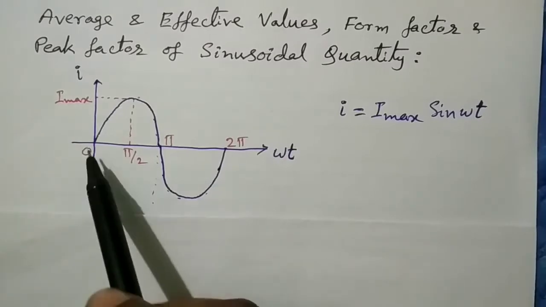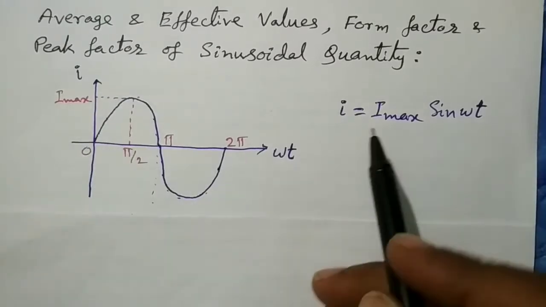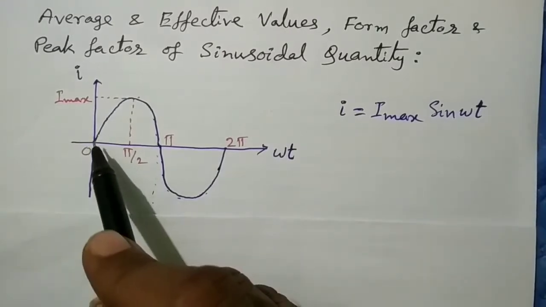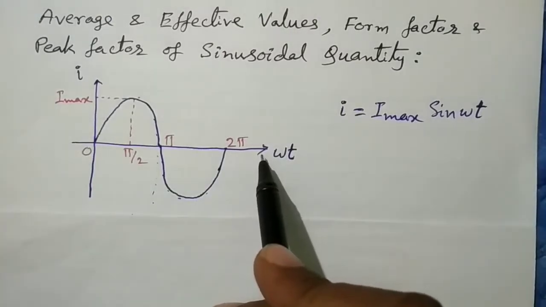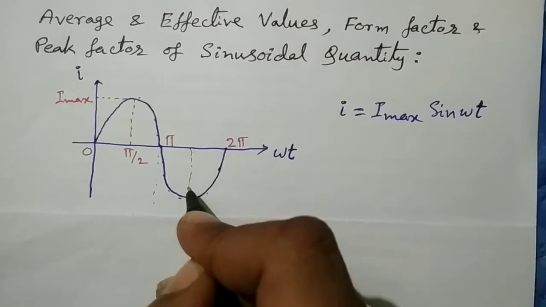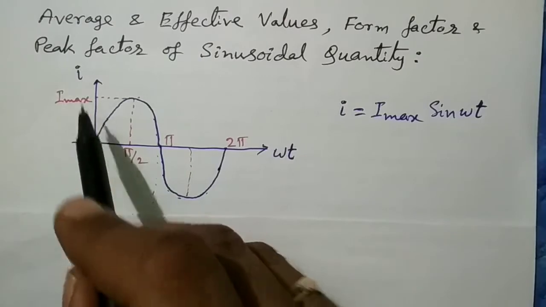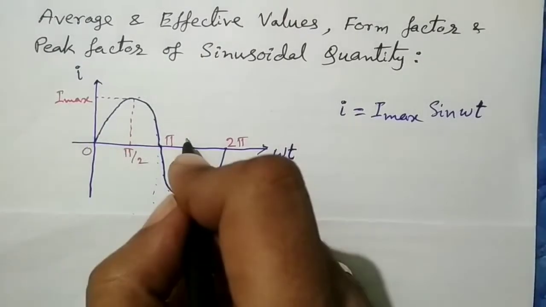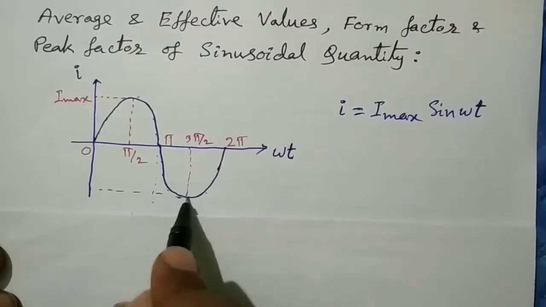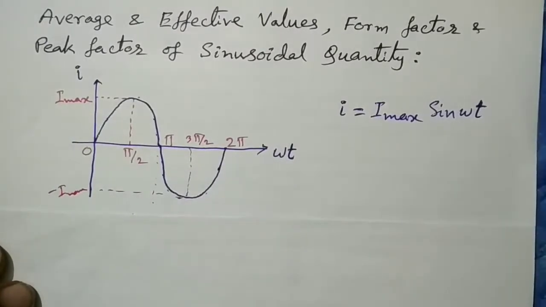Here I have taken a purely sinusoidal waveform of the current I. Therefore, I is equal to I max sin omega t. So if we plot the instantaneous current with respect to the time or omega t, we will get a purely sinusoidal waveform where it will start from 0. At pi by 2 it will be the maximum. At pi again the value is 0. At 3 pi by 2 the value is minus I max. And at 2 pi again the value is equal to 0.